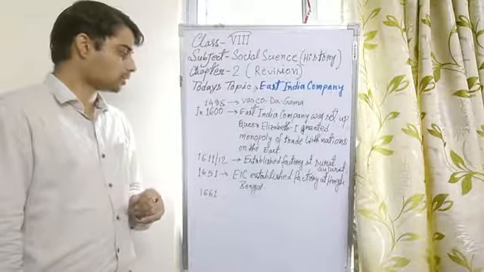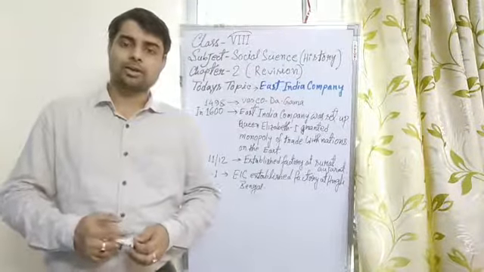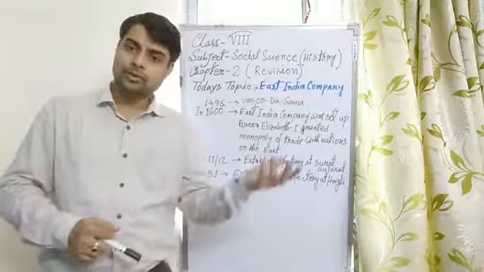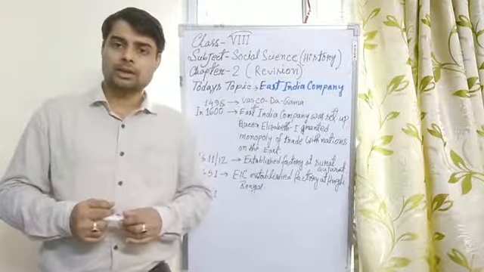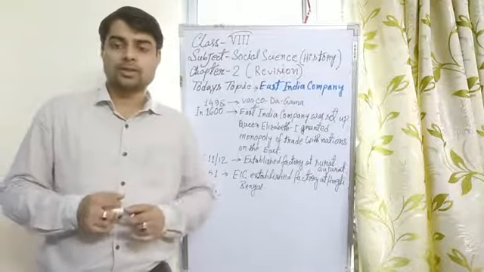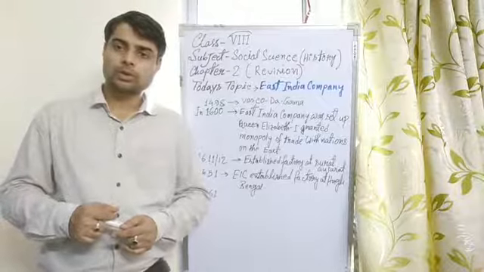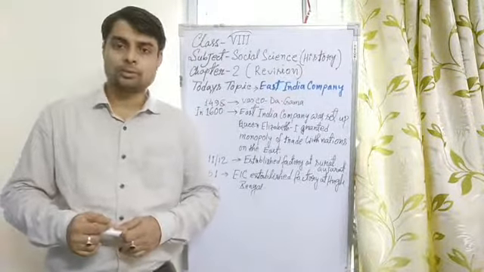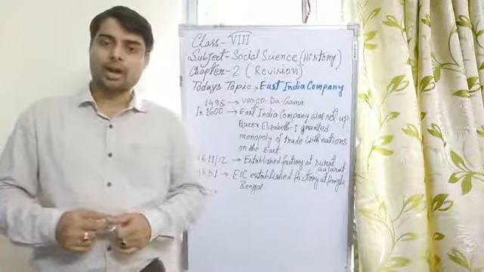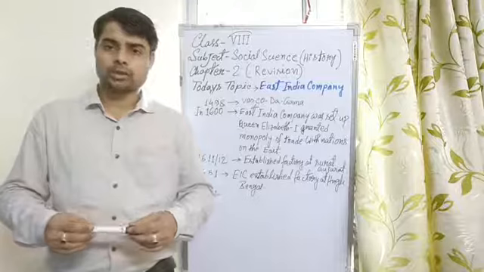Now what happened? In 1608 they came to Surat for trade and commercial activity. Before that they had already arrived, but they officially started their business activities in 1608 AD, and they also sent their representative to the court of Mughal Emperor Jahangir and received the right to trade.